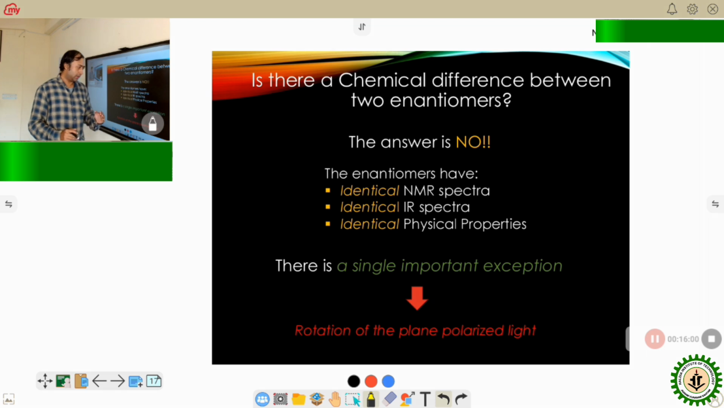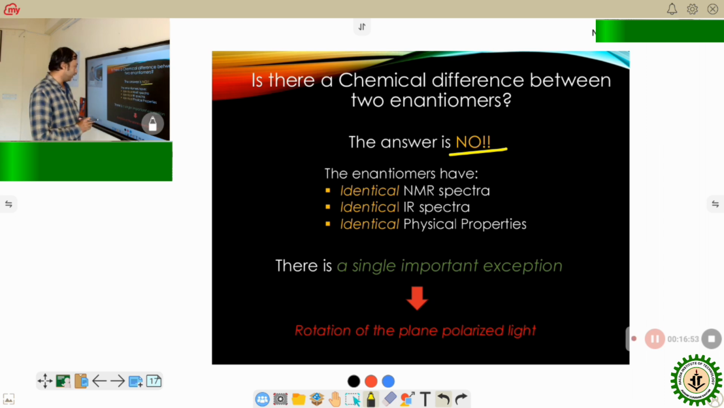Now let me say a little bit about the enantiomers. I have told that enantiomers are non-superposable mirror images of each other. So what about their chemical and physical properties? Is there any difference, or are they the same molecule? Is there a chemical difference between two enantiomers? The simple answer is no. The enantiomers have identical NMR spectra, identical IR spectra, and identical physical properties such as melting point, or if it's a liquid, boiling point. So these are all identical, and we cannot distinguish them.